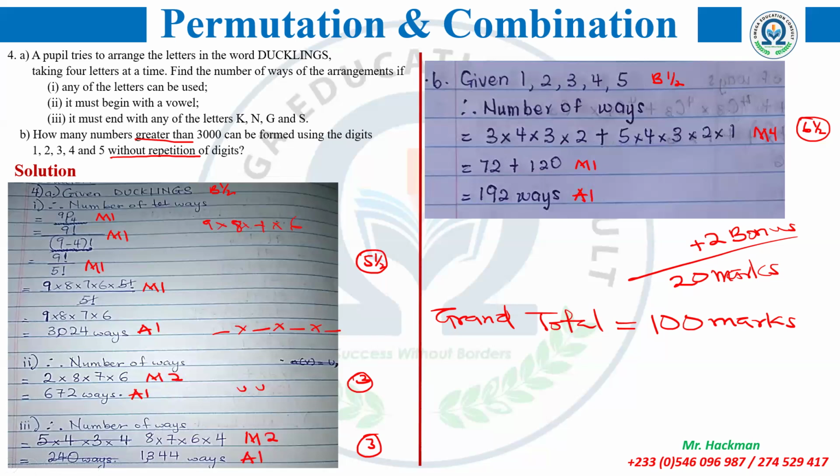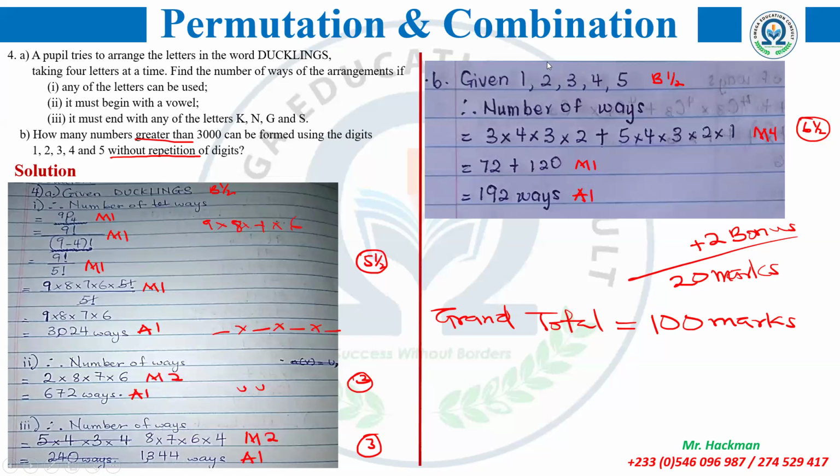Take notes. If your 4-digit number is to be greater than 3,000, then it cannot start with 1. It cannot start with what? 2. It can start with 3, 4, and 5. So the first position will have 3 ways of filling. If this is occupied by 3 or 4 or 5, one of them, that one cannot be used again because repetition is not allowed. But in the second position, 1 can come in, 2 can also come in.